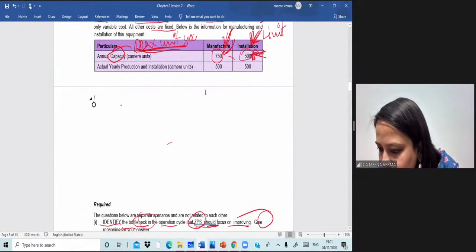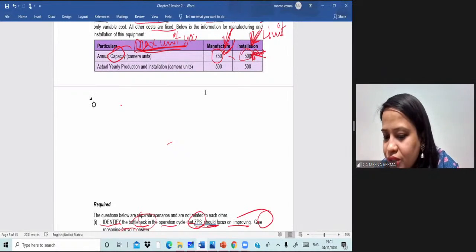This query was asked by, who asked me this query? Nevithitha. I think I'm not pronouncing the name correctly. Okay, this was a query and I hope you got this point. Tell me whether you got this point or not.